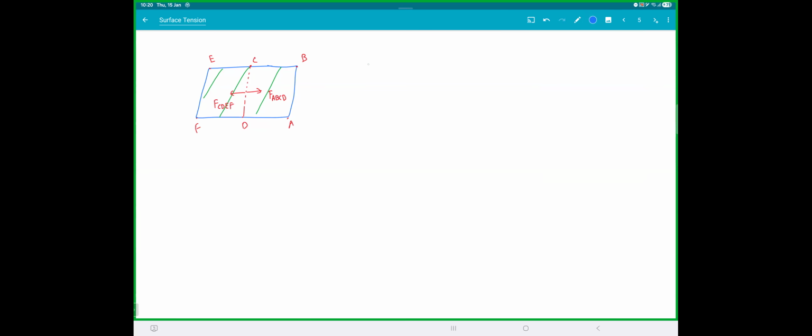This is how it is given. The surface tension force depends on the length of the surface, because think about it, the more the length, the more molecules you have. More molecules, more force. So surface tension force is parallel to the surface. That is the first thing.